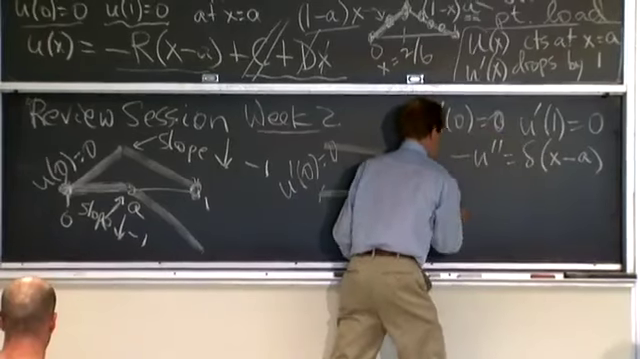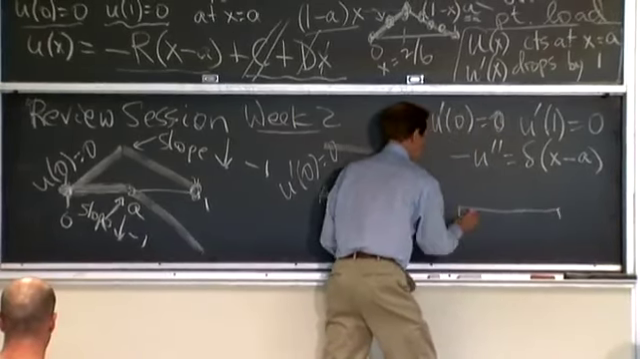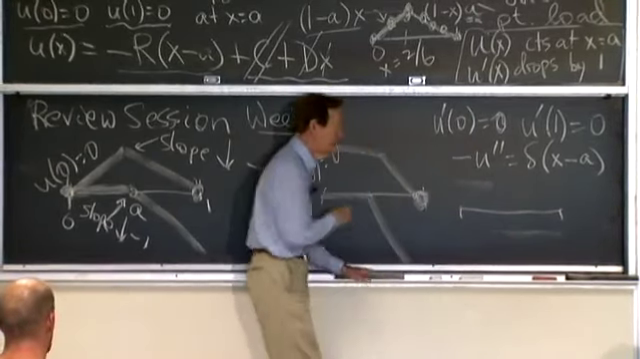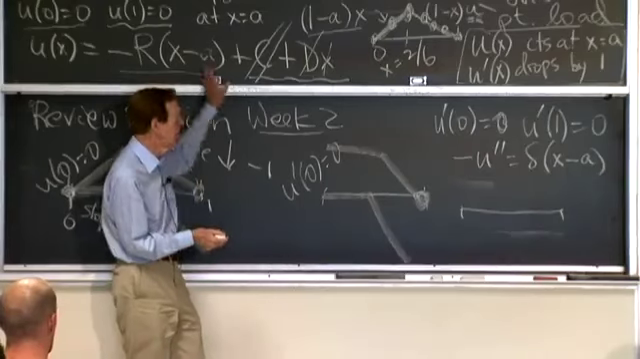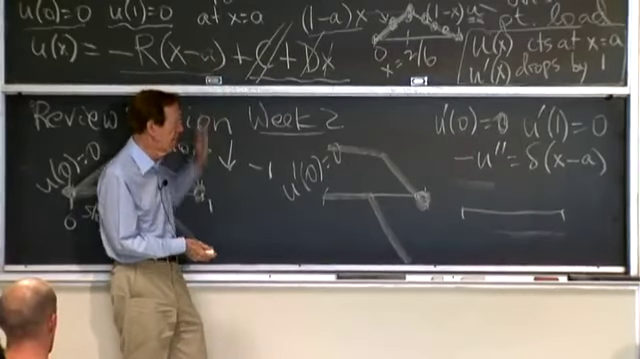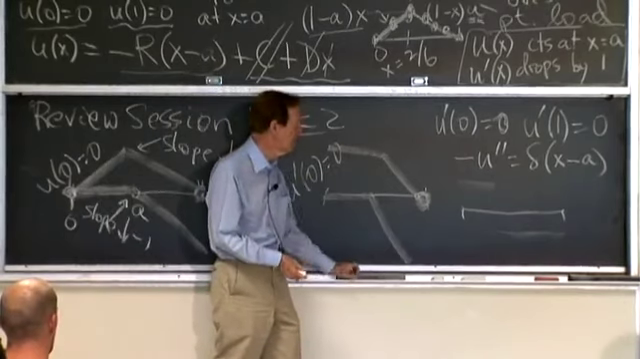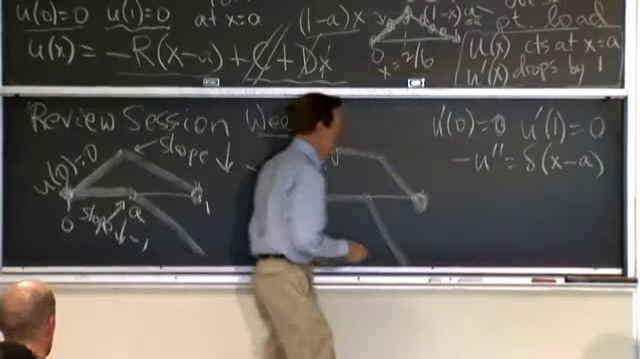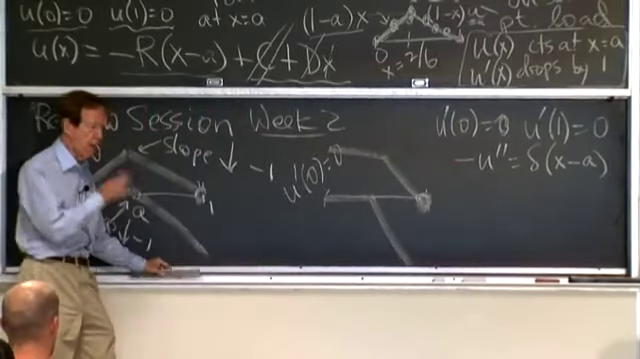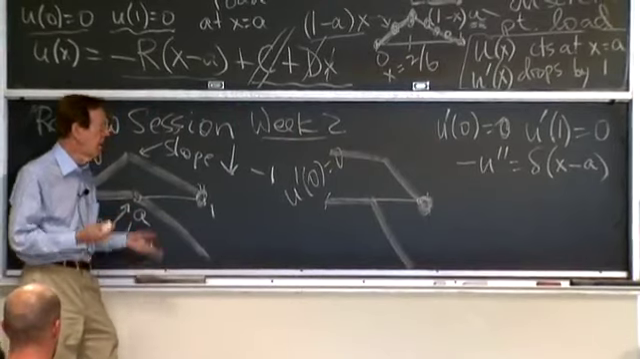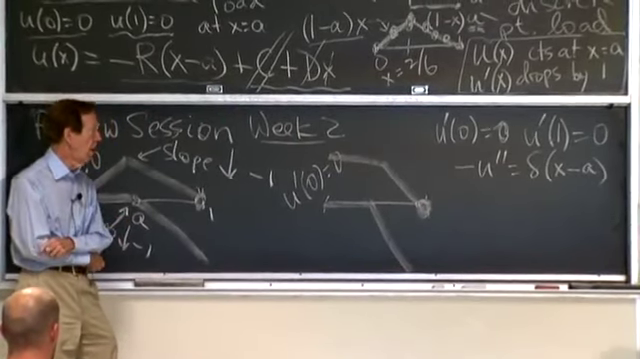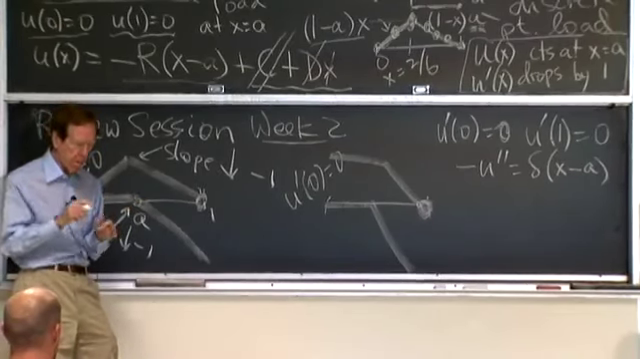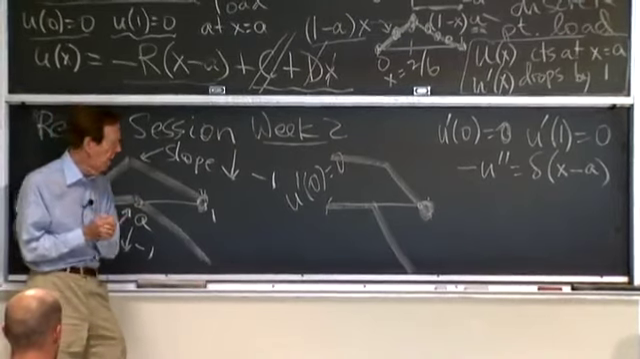I'm looking for one that starts flat and ends flat, and that's not in my family of solutions. That problem just doesn't have a solution. And so that's one way to do it, is look at the solutions and realize you can't satisfy both boundary conditions. Another way might be this. Yeah, this is a little bit deeper way, and it leads to something better.